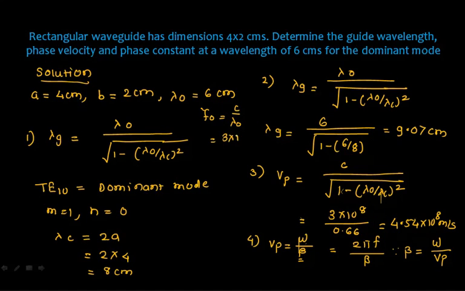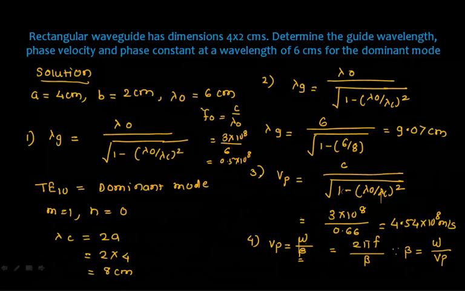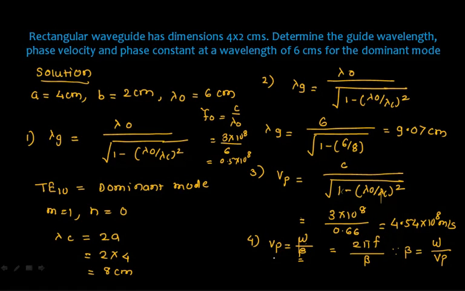3 into 10 raised to 8 divided by 6. So 6, I guess it will be 0.5 into 10 raised to 8. So I can write here, this is nothing but 5 into 10 raised to 9, so 5 gigahertz. Putting all those values over here, I can write beta is equal to 2 pi, that is 3.14, into f, 5 into 10 raised to 9, divided by the phase velocity that came, that is 4.5, just give me a minute, 4 into 10 raised to 8 meters per second.